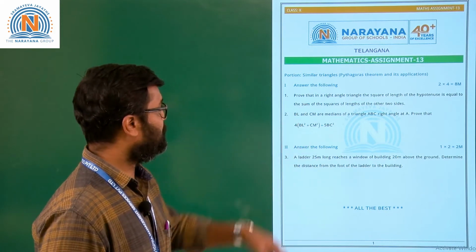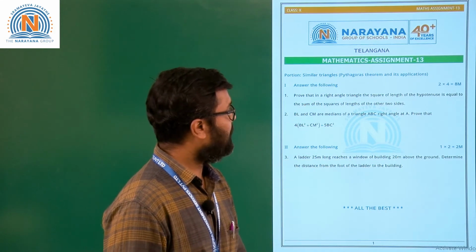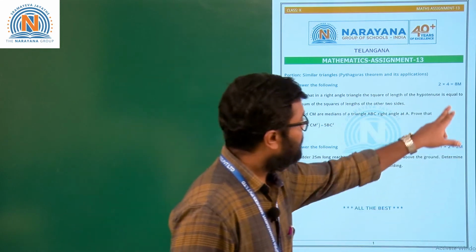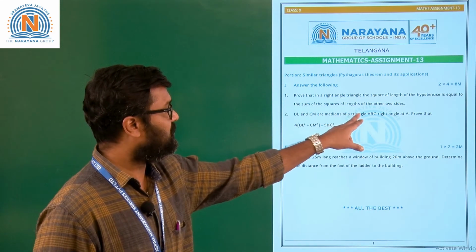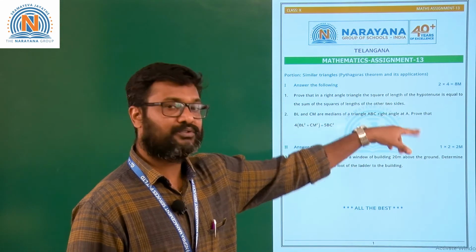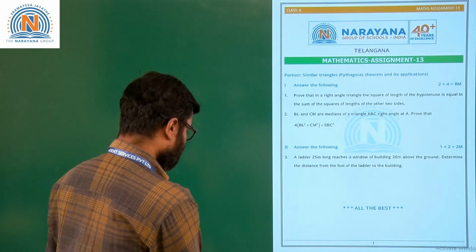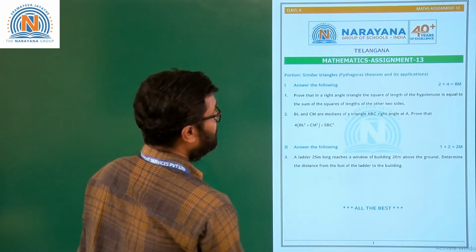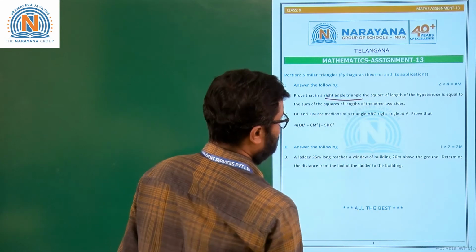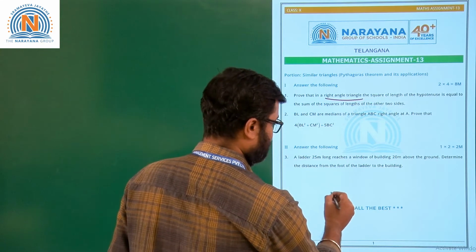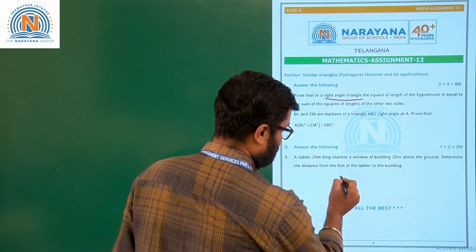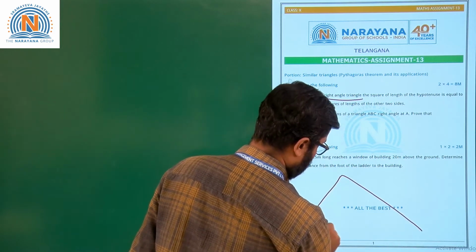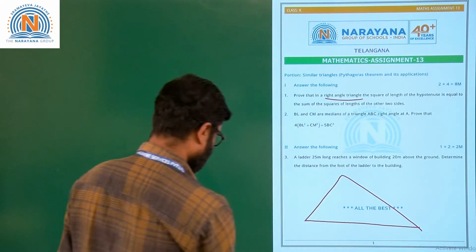So here is the first question, children, that is: prove that in a right angle triangle the square of the length of the hypotenuse is equal to the sum of the squares of the lengths of the other two sides. See children, here he has given one triangle, that is a right angle triangle. So let's take one right angle triangle like this.